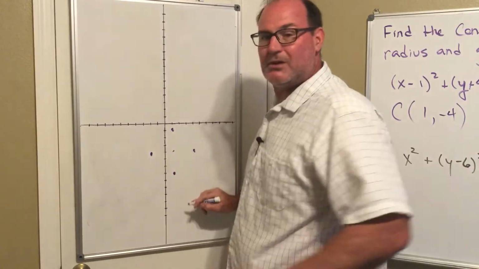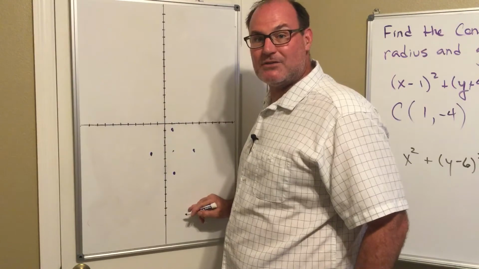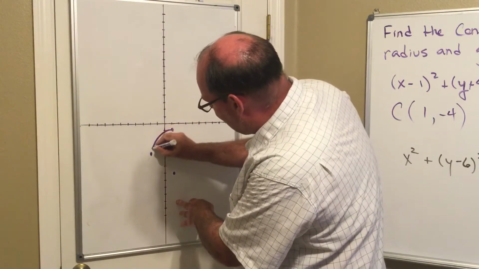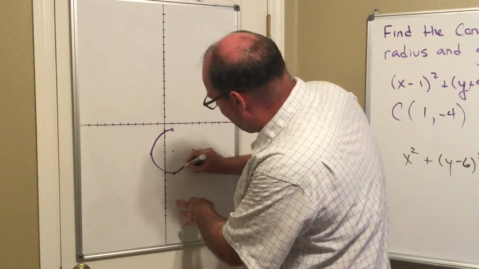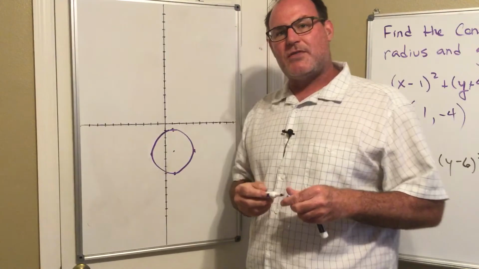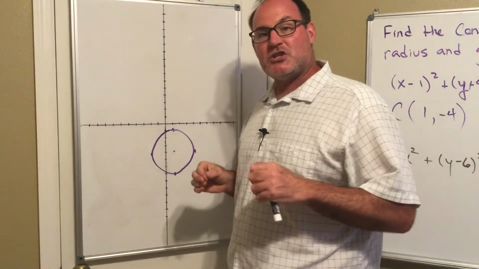And then all I'm going to do is I'm going to do my best approximation of a circle that I possibly can. So hang on. Circle of the year right there. So that is the approximation of my circle.